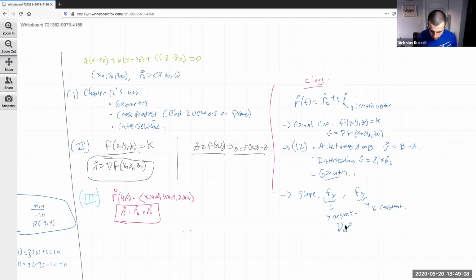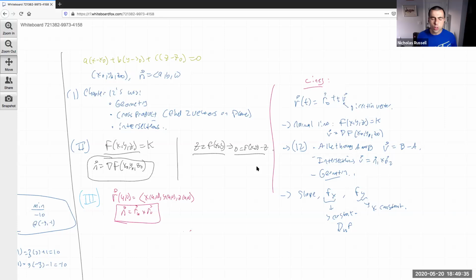Am I missing anything? I don't think so. Yeah, I just have a question. For the plane stuff on the left side and then the line stuff on the right side, why is the gradient of f(x, y, z) used for both? Why is that equal to n and equal to v?